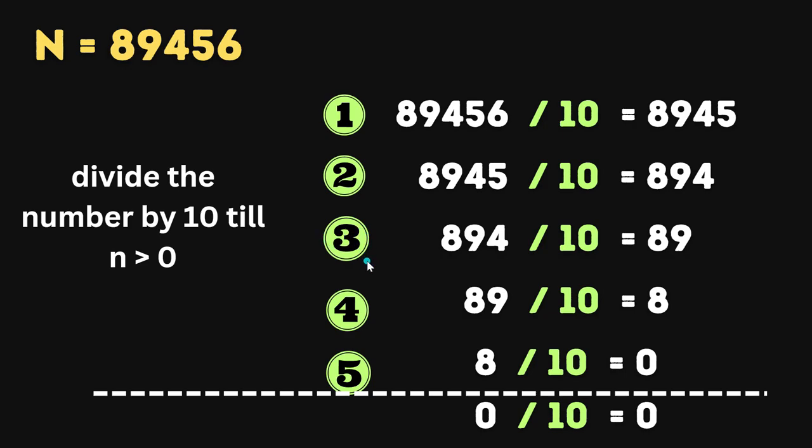I know it might be a bit confusing now, so let's move on to the editor. You'll get a clear idea about this. The only thing you need to take from these slides is that you have to divide the number by 10 till the number is greater than 0. Okay, let's move on to the editor.